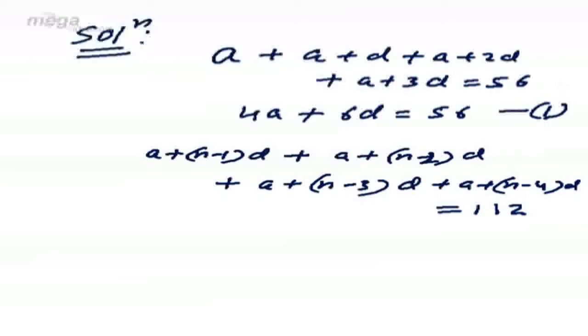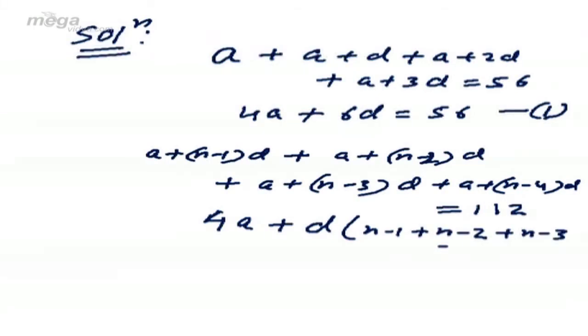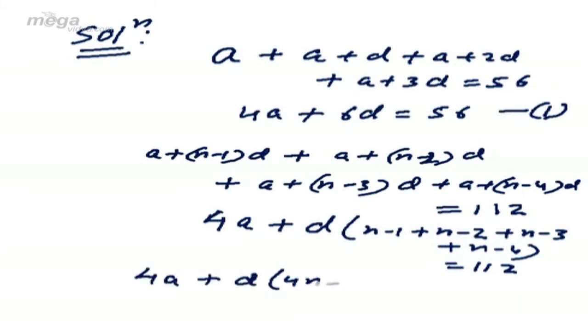Then A plus A plus A plus A becomes 4A plus, you can take D common from here. Then we get n minus 1, n minus 2, n minus 3, and n minus 4, is equal to 112. Then that is 4A plus D into 4n minus 10 is equal to 112. That is equation number 2.